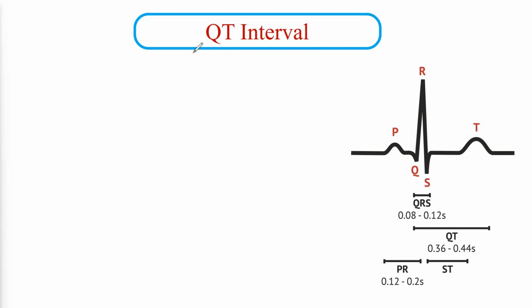In this video, we'll talk about the QT interval and the QT correction. Simply, when we say the QT interval, it's the period from the start of the Q wave till the end of the T wave. This time represents the time taken for ventricular depolarization and ventricular repolarization. We remember that the QRS complex represents ventricular depolarization, and the T wave represents ventricular repolarization.